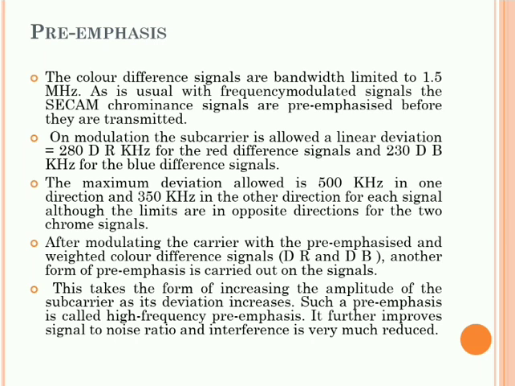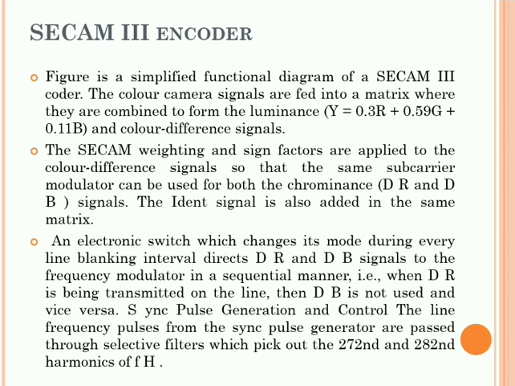After modulating the carrier with the preemphasized and weighted color difference signals DR and DB, another form of preemphasis is carried out on the signal. This takes the form of increasing the amplitude of the subcarrier as its deviation increases. Such a preemphasis is called high frequency preemphasis. It further improves the signal to noise ratio, and interference is very much reduced. Now we will go into detail with the SECAM encoder.